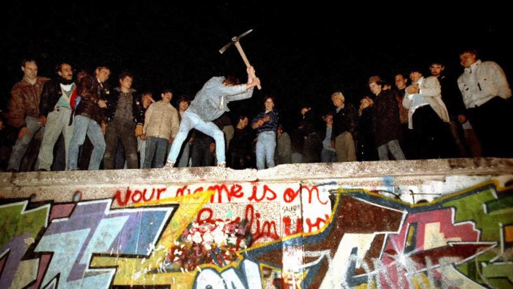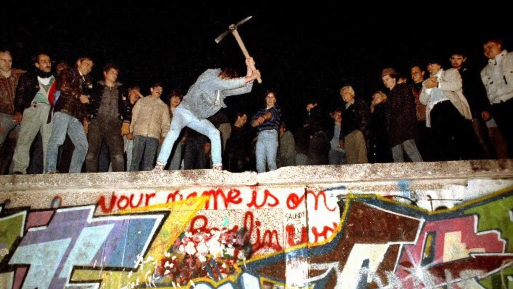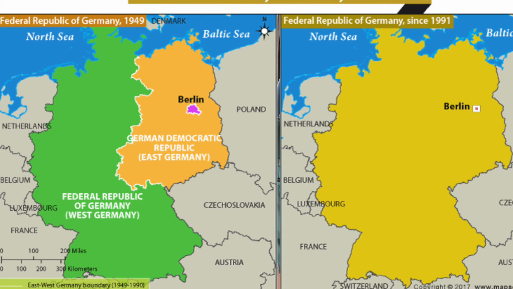Now, Mikhail Gorbachev didn't, but on the night of November 9th, 1989, Germans came out at night and began doing it themselves. By October of 1990, Germany was reunified. No longer was there an East and West Germany.